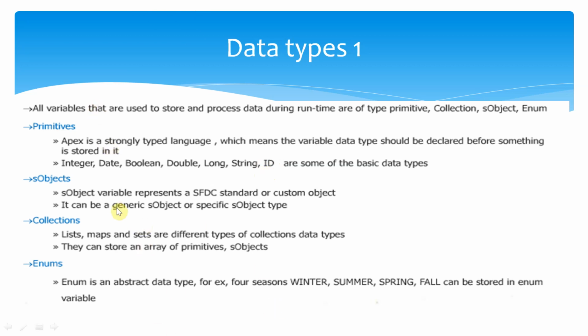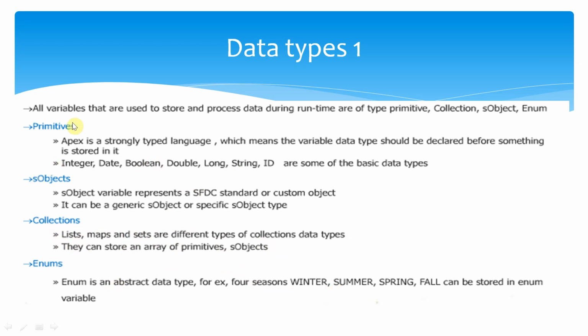Now, sObject. You can also have sObject variables which directly represent an SFDC standard object. On top of this, you also have a generic sObject. Another thing is we have collections of lists, maps, and sets. These can store arrays of primitives or sObjects. You can store any of string or integer or sObjects. And the last data type is enum. Again, it's a kind of an array, but we don't use it much.